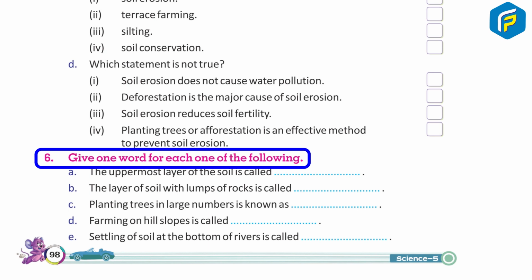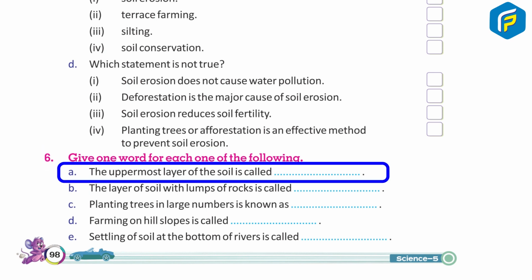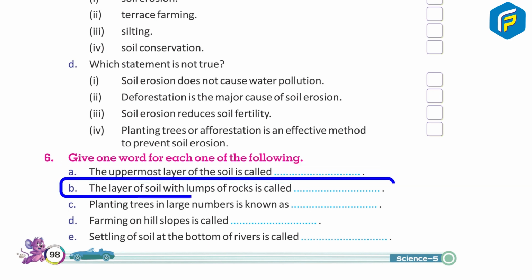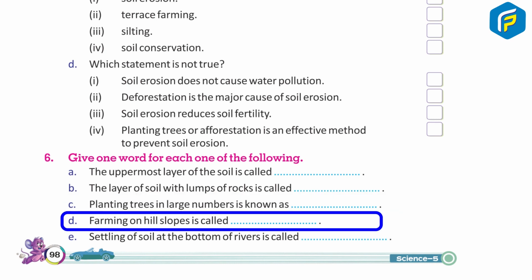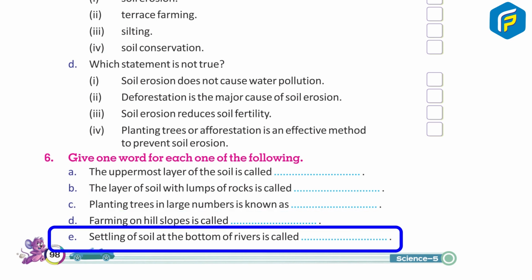6. Give one word for each one of the following. A. The uppermost layer of the soil is called dash. B. The layer of soil with lumps of rocks is called dash. C. Planting trees in large number is known as dash. D. Farming on hill slopes is called dash. E. Settling of soil at the bottom of rivers is called dash.